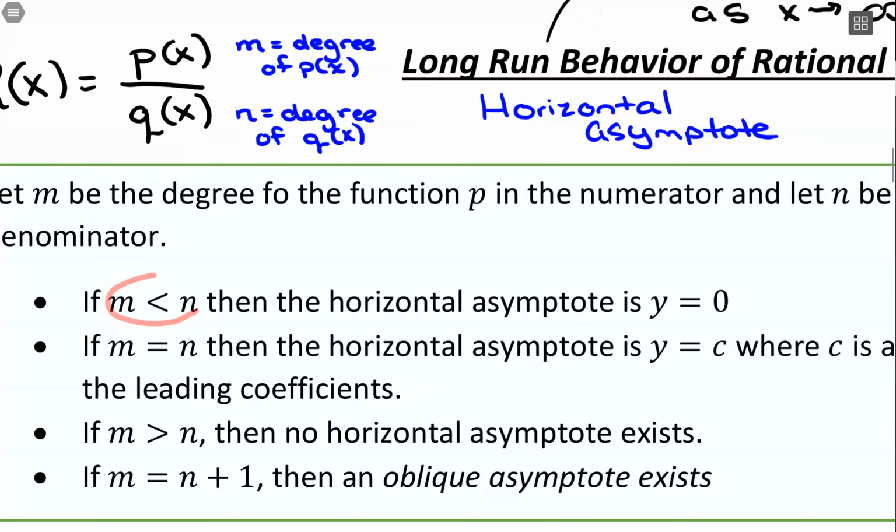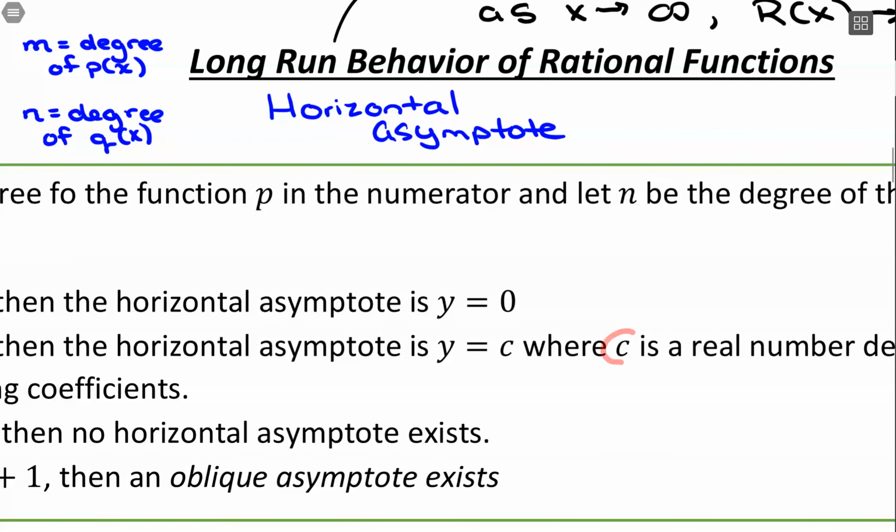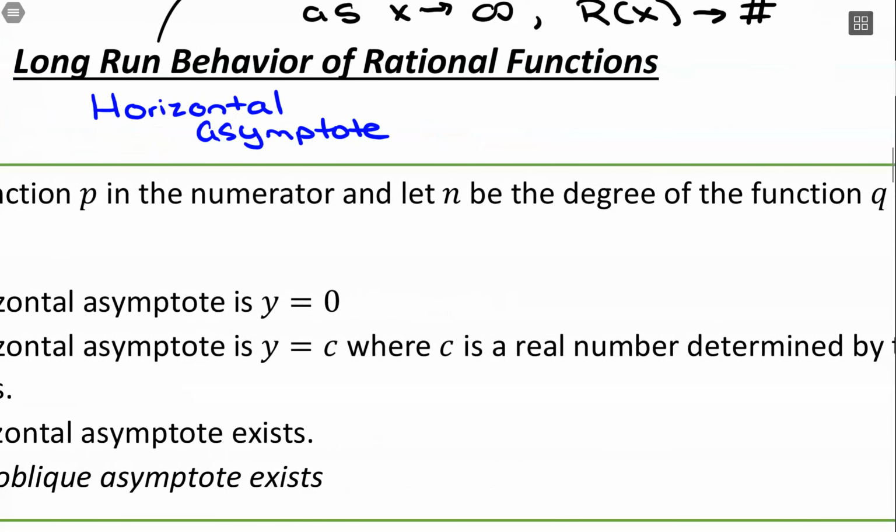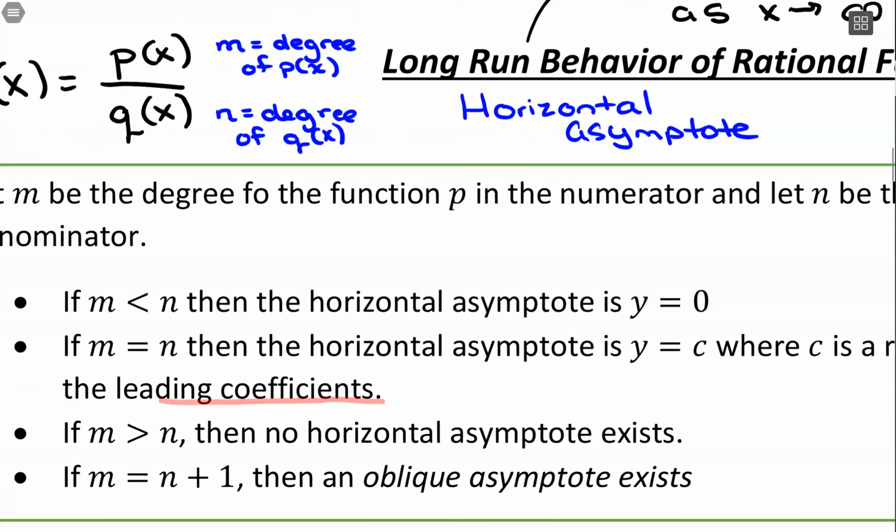So if the degree of the numerator is smaller than the denominator, then the horizontal asymptote is just y equals 0. So we'll have a horizontal asymptote along the x-axis. If the degrees are the same, then we're going to have a horizontal asymptote of y equals c, and c is going to come from the division of your leading coefficients. That can be kind of tough to understand in words, but we'll look at an application. I'll be sure to refer back to this.